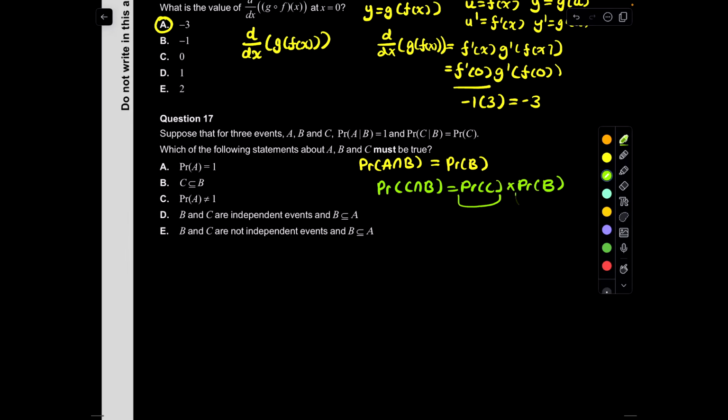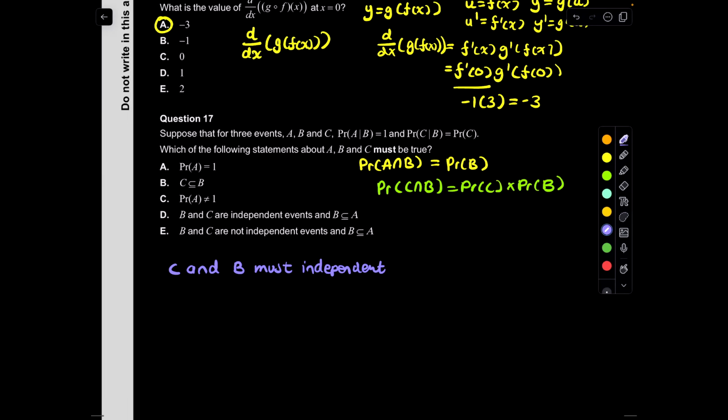If the probability of C times the probability of B is equal to the probability of C intersection B, this means that C and B are independent. This is our independence rule. So that is a hint we already got. C and B must be independent. This is good. You've already got a jackpot. All right, so that's all we can say. So which of those statements about A and B must be true?